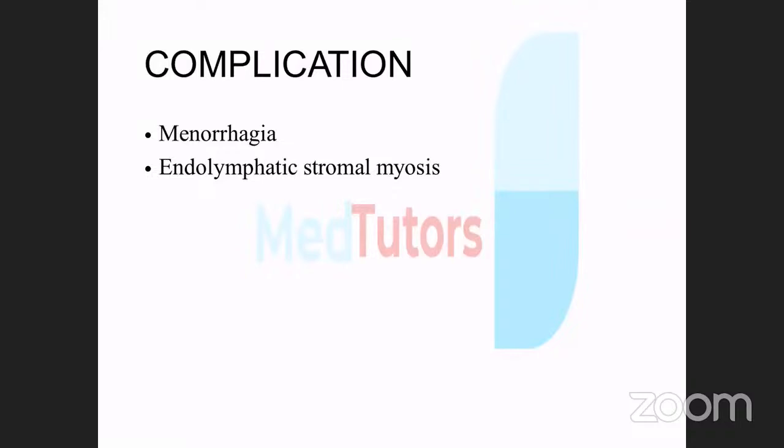What are the complications? Complications include menorrhagia and its attendant consequences, anemia, requirement for blood transfusion. Another complication is endolymphatic stromal myositis. Next slide.